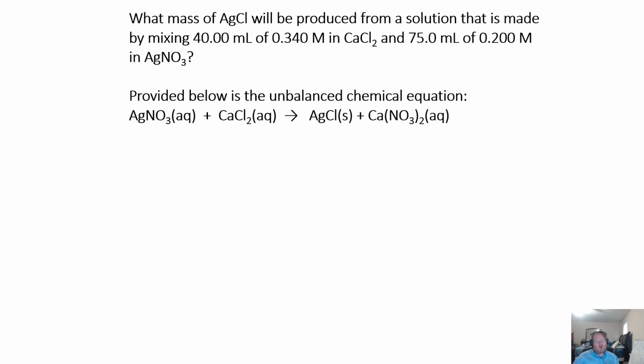What mass of silver chloride will be produced from a solution that is made by mixing 40 milliliters of 0.34 molar calcium chloride and 75 milliliters of 0.2 molar silver nitrate, with the equation provided below? So pause me and give this a try first. Let's see if we get the same answer.